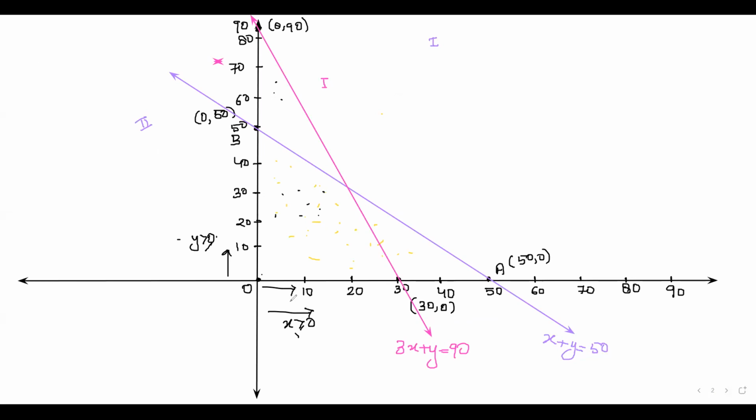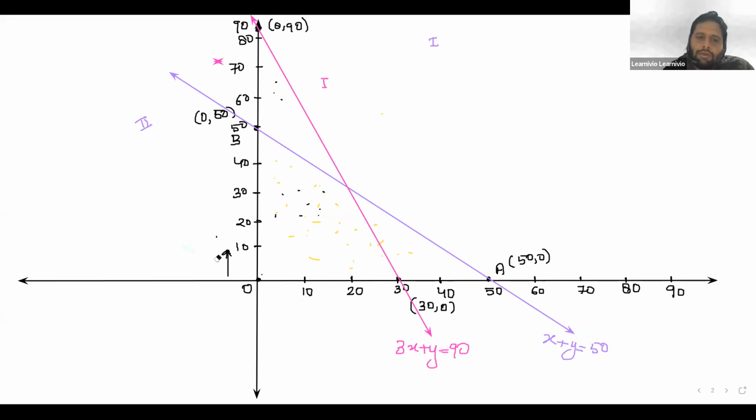Umir, is it clear? Yes. Y greater than or equal to 0 means? Above the origin. So that means first quadrant. So always remember, X greater than 0, Y greater than 0 always represents the first quadrant. Now, if X less than 0 and Y less than 0, it will represent the third quadrant. But they will never give you that in LPP.